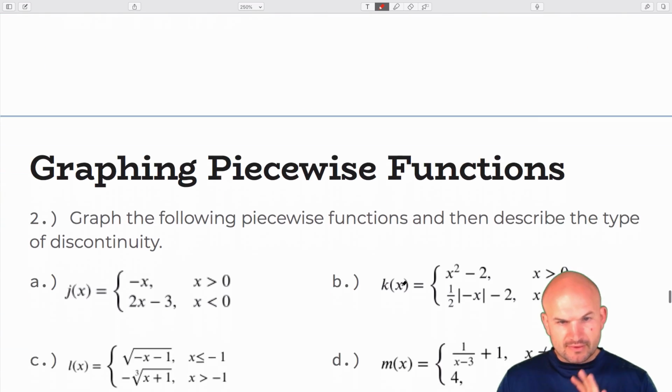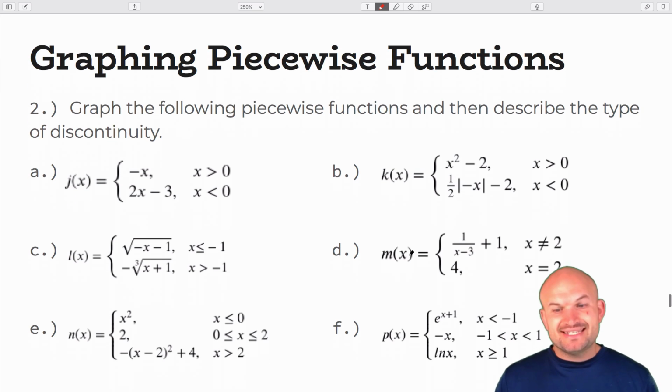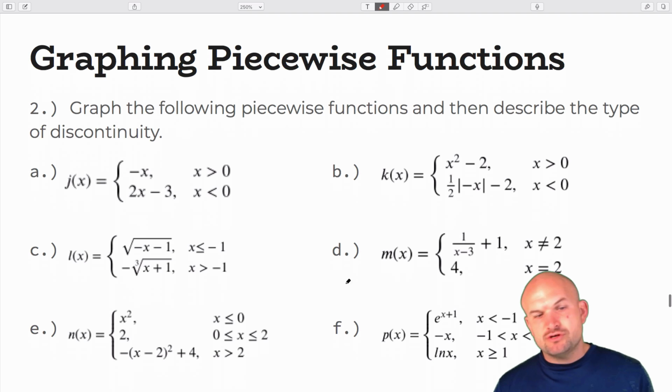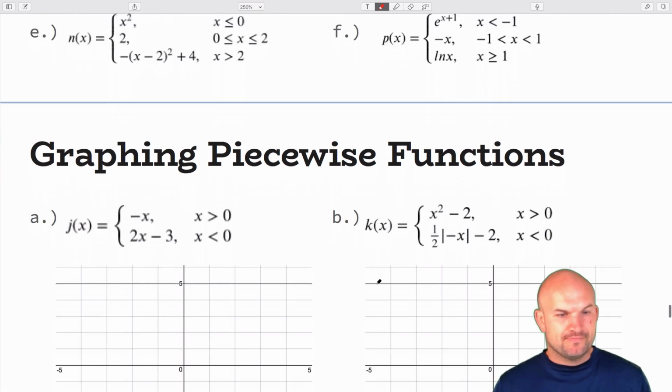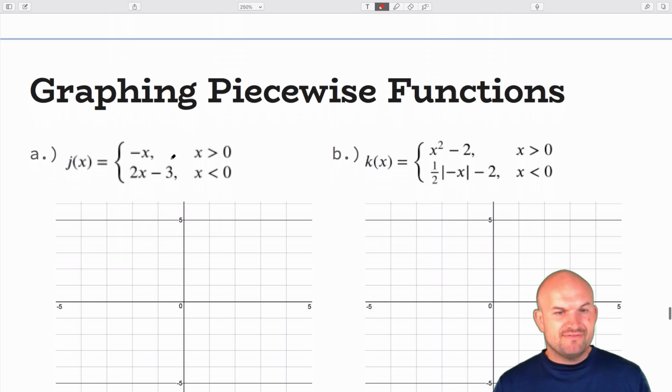So here what we're going to do is work on 6 different examples of graphing piecewise functions. And you can see that these are all different or unique in their own little way based on their transformations. Here we have 3 functions, and then we have different domain restrictions going on here. So what we're going to do is graph them, then we're going to describe the discontinuity of the graph. All right, so the first one, negative x.